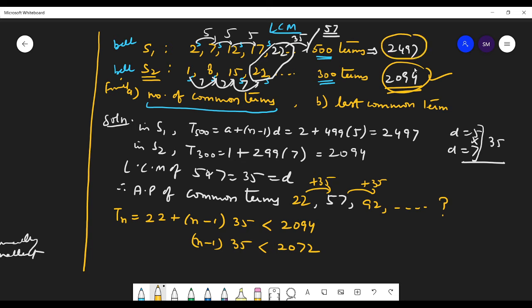Got it? So now solve it. So n minus 1 should be lesser than 2072 divided by 35. So total 35 terms will be there, students. No, tell us now, we will get it divided by 35. Divide it, how much will it come?